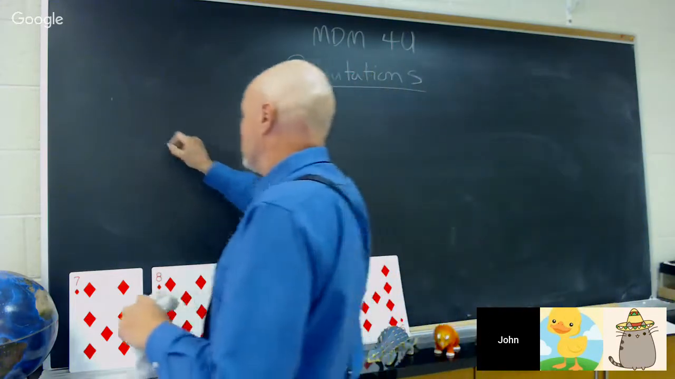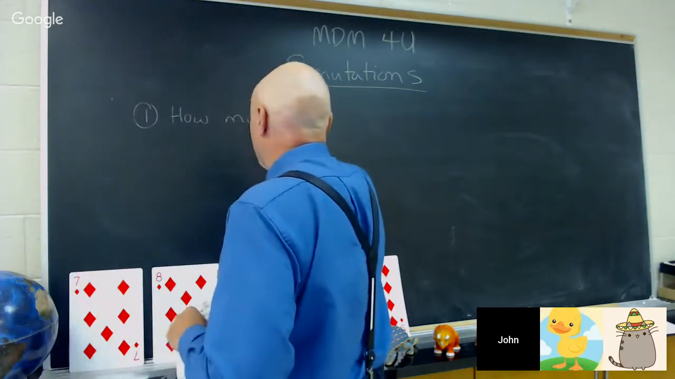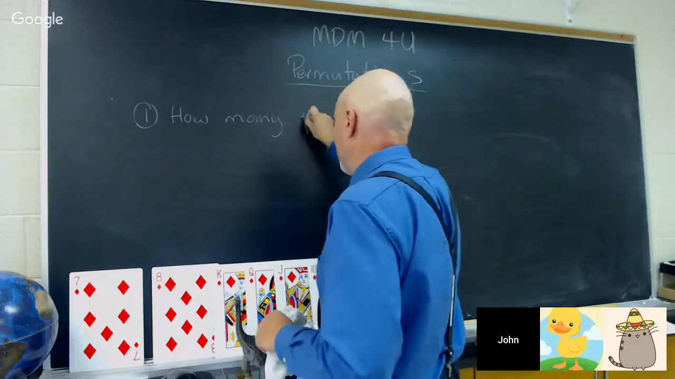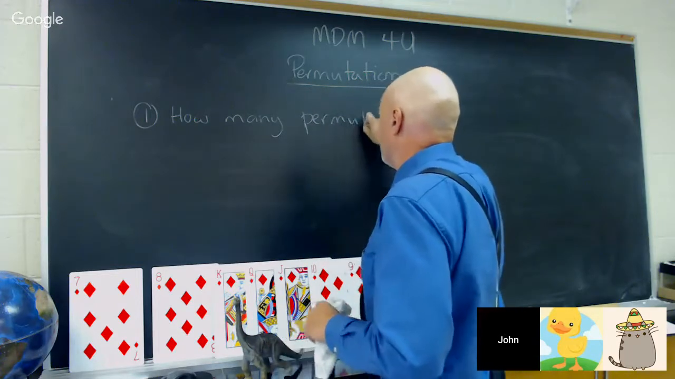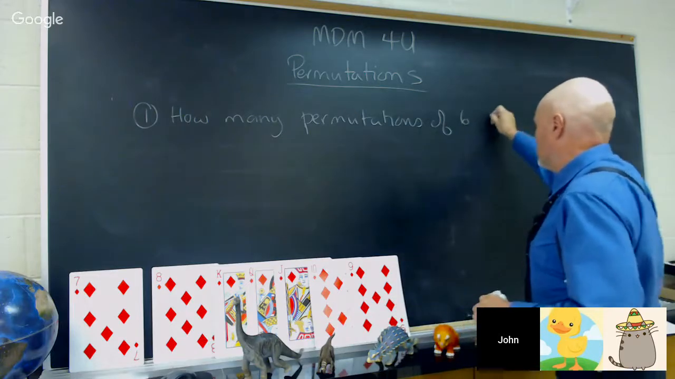So my first question is, how many permutations, and so order matters, of 6 dinosaurs are there?